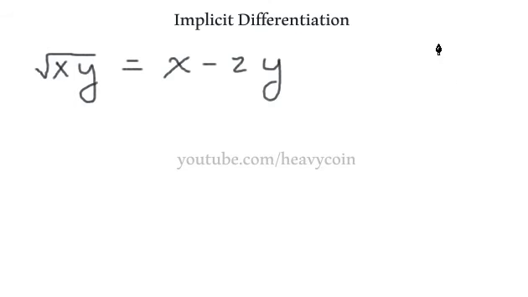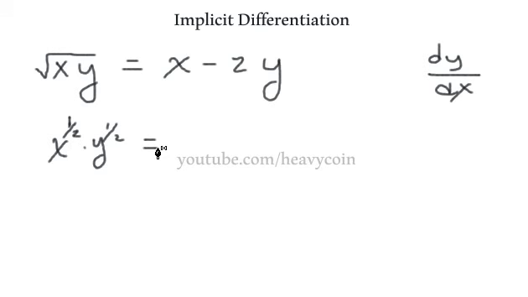Alright, so we want to find dy over dx, and what I'm going to do here is break this up into x raised to the half times y raised to the half, so it's in radical form, and I'm going to break this up into exponential form, is equal to x minus 2y.